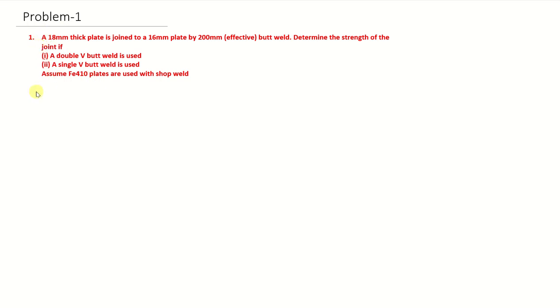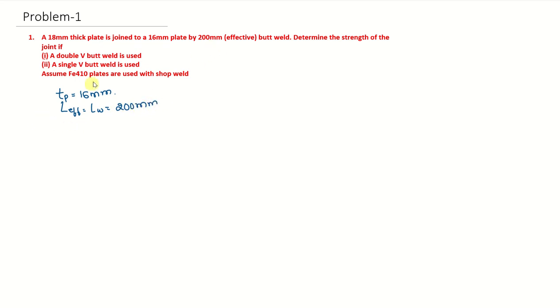So let us write everything here. What is given? An 18 mm thick plate is joined to a 16 mm plate. So the thickness of the plate we are considering here is 16 mm, the thinner plate. As we are assuming Fe410 plates are used with a shop weld, we are considering the thinner plate thickness 16 mm. Effective length was given directly in the question. So L effective or Lw, we can say anything, that's 200 mm. In the question it is given, right?